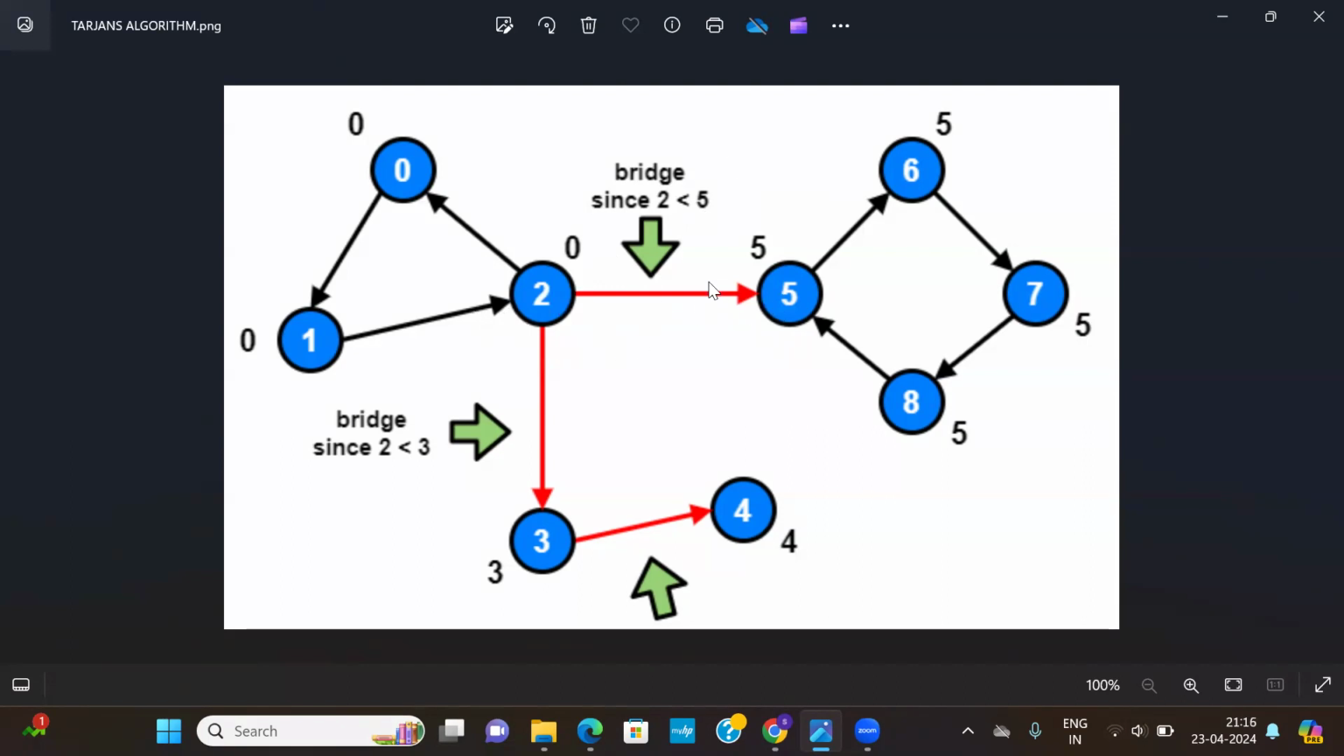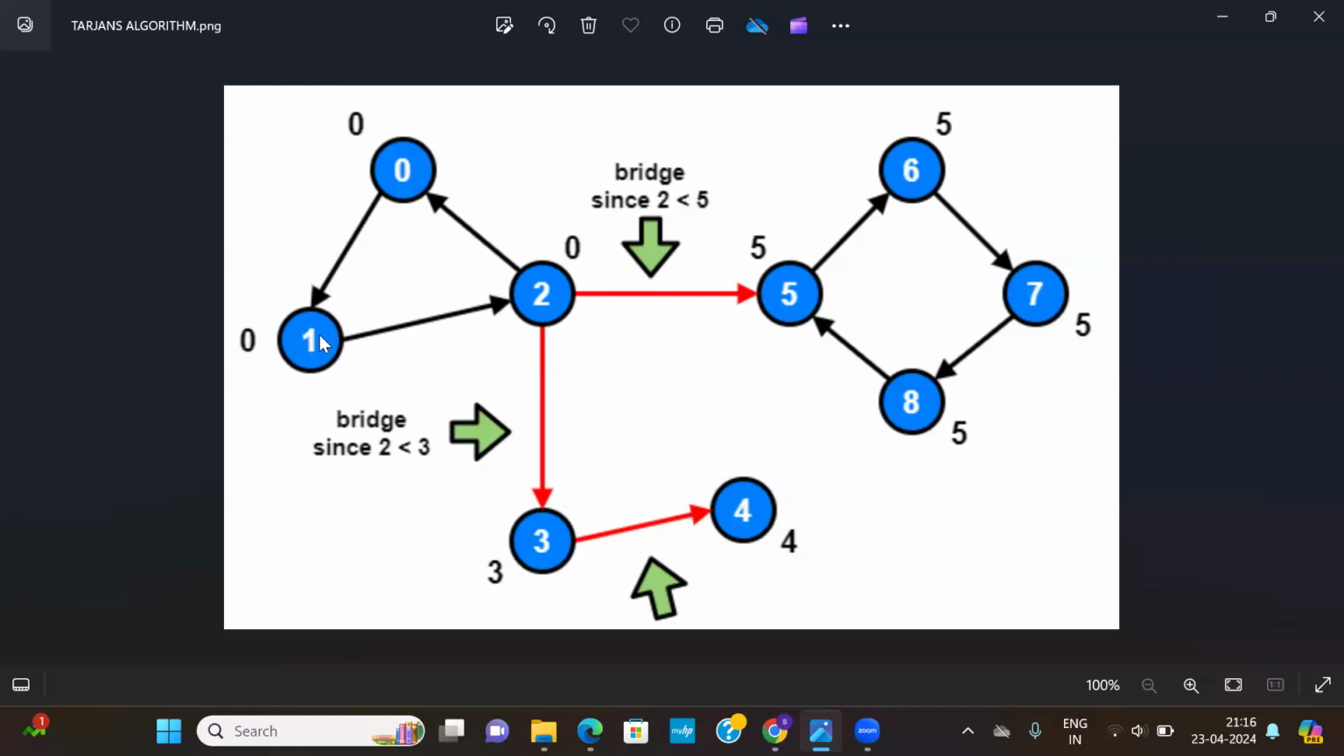You can clearly see if I remove this particular connection, I cannot reach the nodes 5, 6, 7, 8 from the server. So it means this connection is a critical connection. So now this is over. From 2, I cannot go any further, so I'll go from 2 to 1.